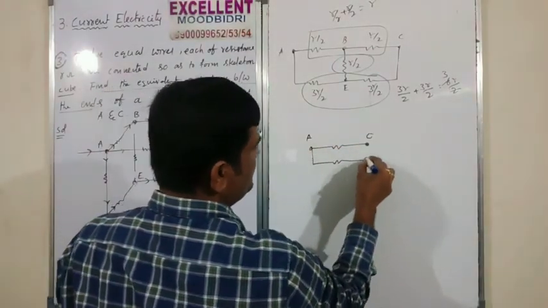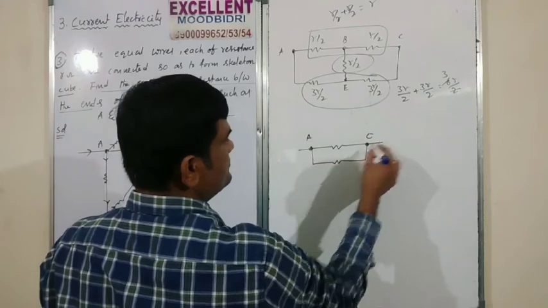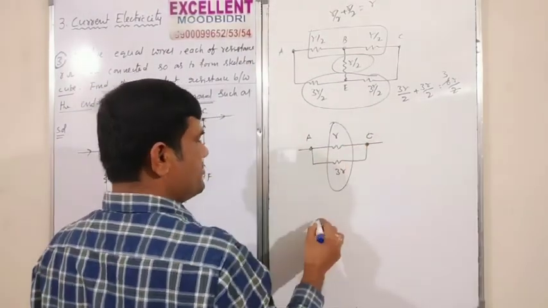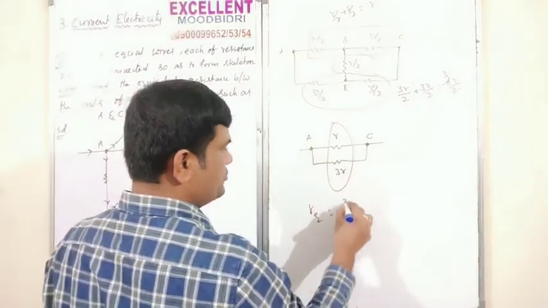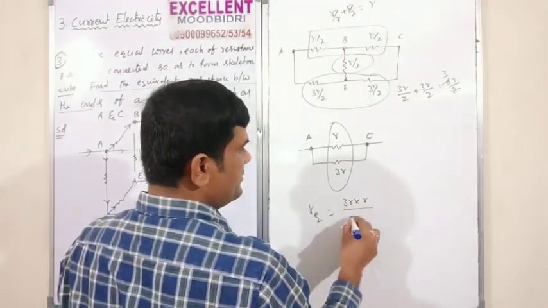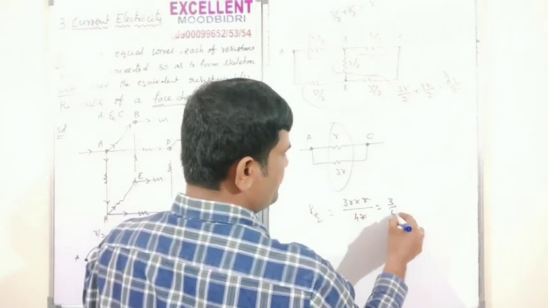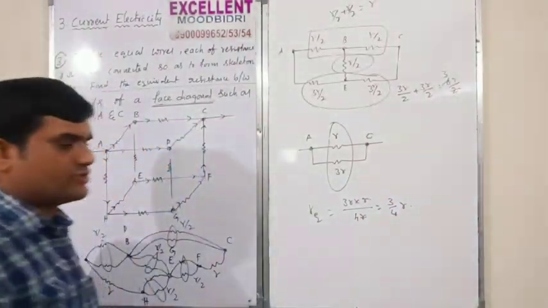Right? So next this one. This is the R. This is the 3R. So these both are in parallel combination. Therefore R equivalent is equal to 3R into R by 3R plus R, 4R. So R gets cancelled, 3 by 4 into R. That's it.